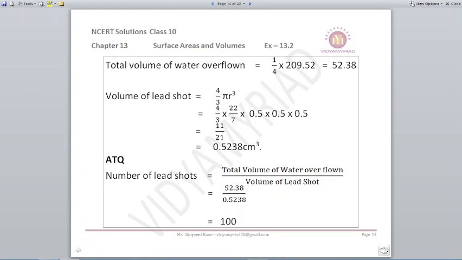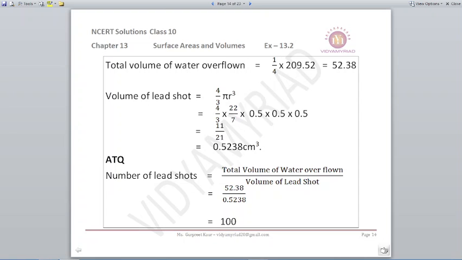What will be the number of lead shots? Total volume of the water overflown upon volume of the lead shot. That is 52.38 divided by 0.5238. When we do, we get to know that 100 lead shots were there, from which we lost 1/4 of the water.